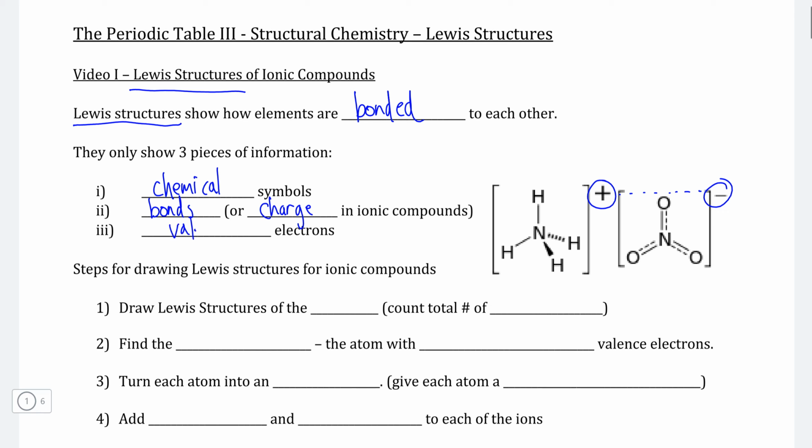Now, regardless of whether we're looking at an ionic or a covalent compound, this type of bonding only takes place between the valence electrons, meaning that all of the electrons that are inside of an element's outer shell are not relevant to the process of drawing a Lewis structure.